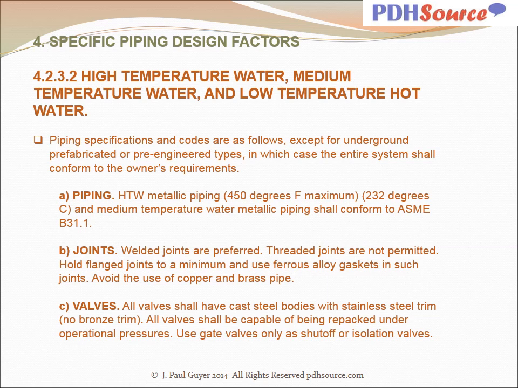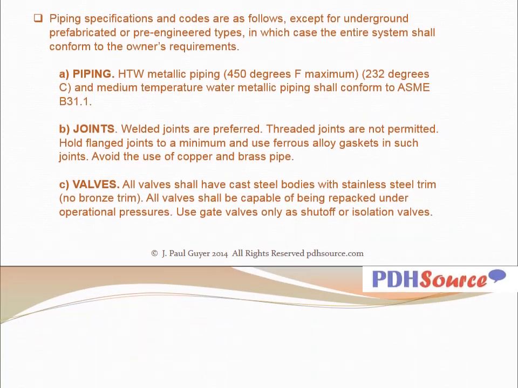Hold flanged joints to a minimum and use ferrous alloy gaskets in such joints. Avoid the use of copper and brass pipe. All valves shall have cast steel bodies with stainless steel trim, no bronze trim. All valves shall be capable of being repacked under operational pressures. Use gate valves only as shut-off or isolation valves.